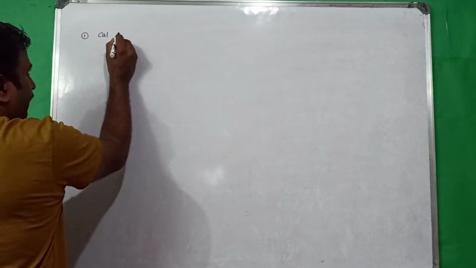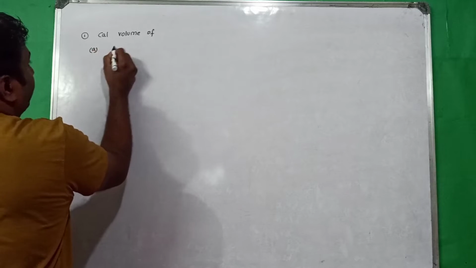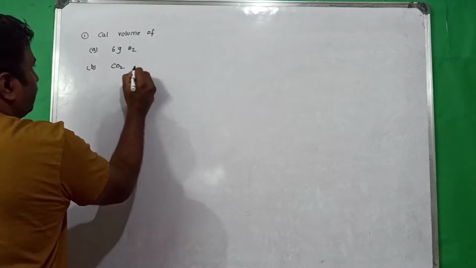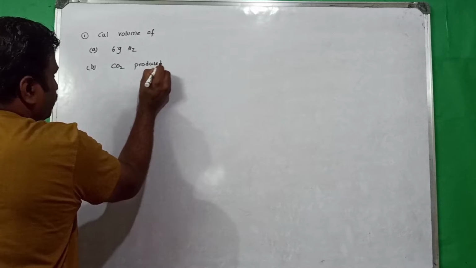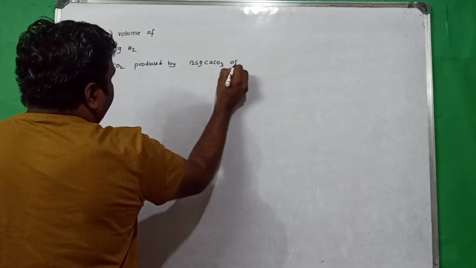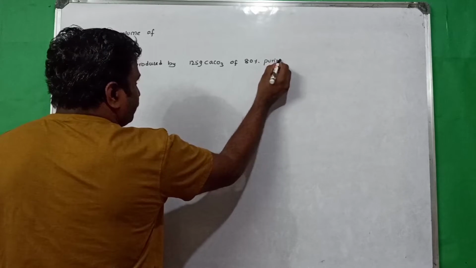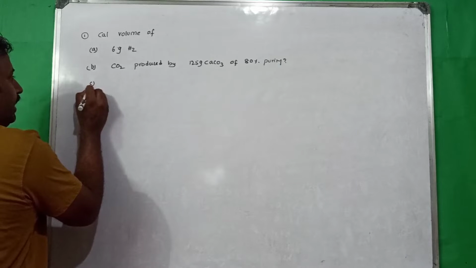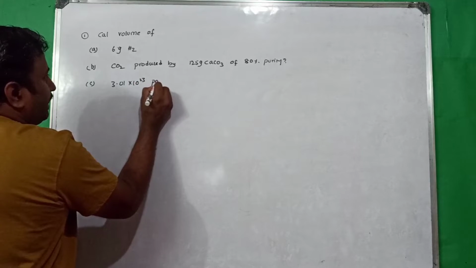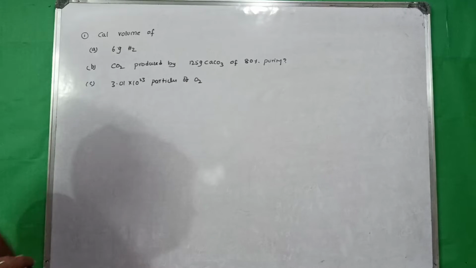Calculate the volume of: A, 6 grams of hydrogen; B, carbon dioxide produced by 125 grams of calcium carbonate of 80% purity; C, 3.01 into 10 power 23 particles of O2. We have to solve these three questions.